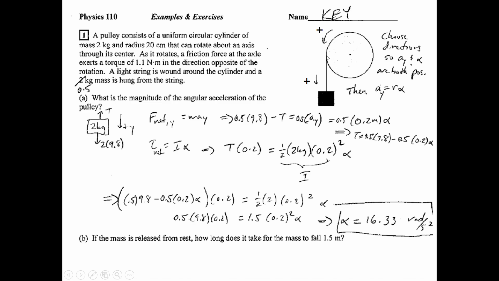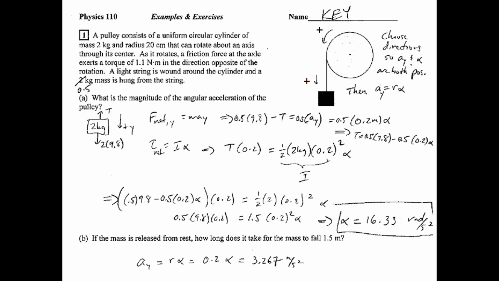This came from the tangential acceleration being r alpha applied to a point on the edge of the wheel, and the tangential acceleration of that point was the same as the y acceleration of this block down here because they're moving in the same direction. So ay is equal to r times alpha. R is, in this case, the radius of the pulley, and alpha is the number we just got. The radius of the pulley is 0.2 meters, so plugging that in, we get ay is 3.267 meters per second squared.